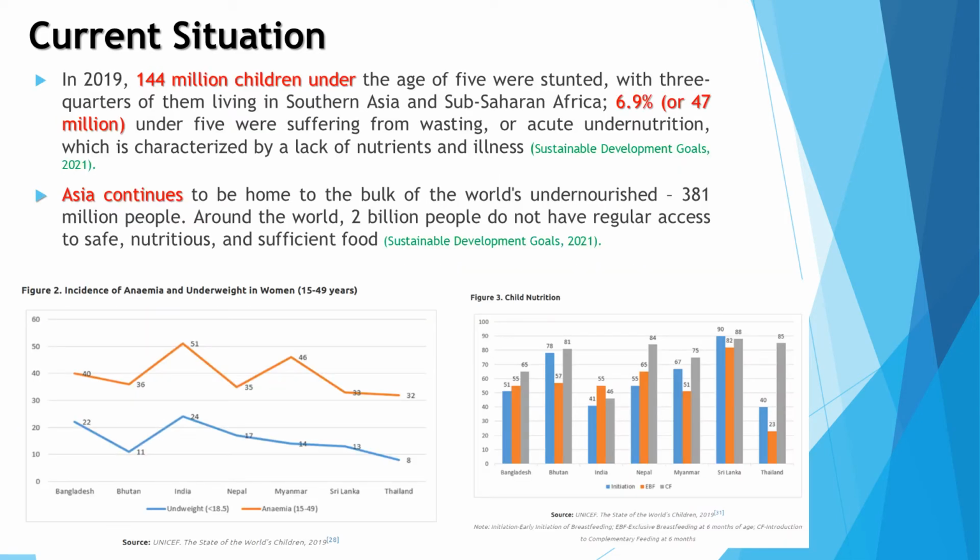In 2019, 144 million children under the age of 5 were stunted, with 3/4 of them living in Southern Asia and Sub-Saharan Africa. 47 million under 5 were suffering from wasting, which is characterized by a lack of nutrients and illness. Asia continues to be home to the bulk of the world's undernourished, 381 million people. Around the world, 2 billion people do not have regular access to safe, nutritious, and sufficient food.